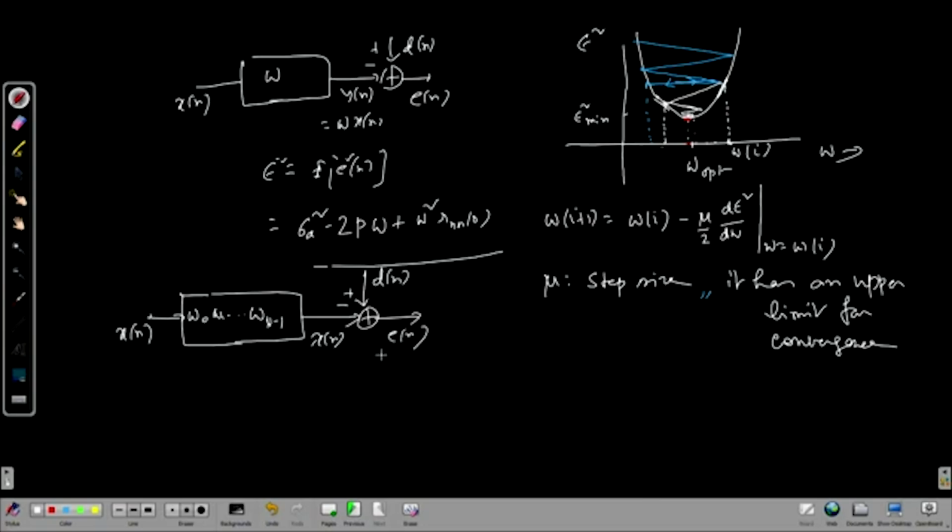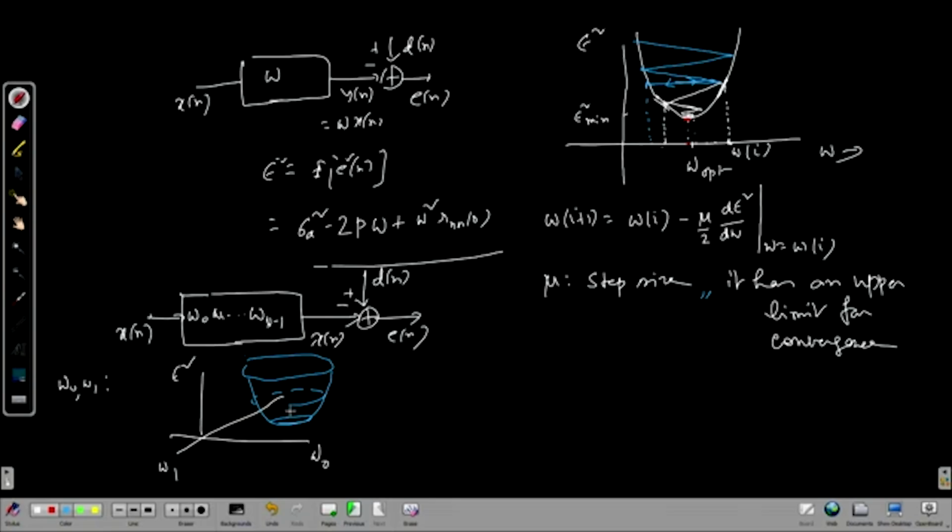In this case, for example, if it is only W0, W1, this whole curve will be a 3-dimensional plot. This is the W0 axis, this is the W1 axis, and this is your epsilon square. In that case, your plot will be like this. It is a bowl, cup shaped.